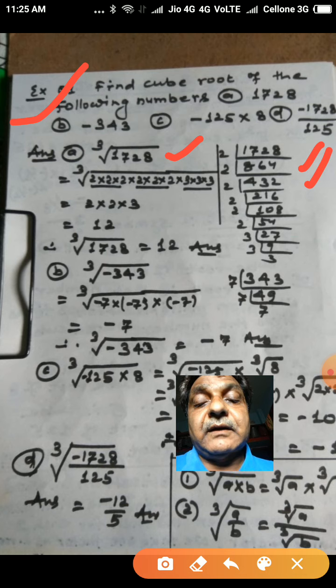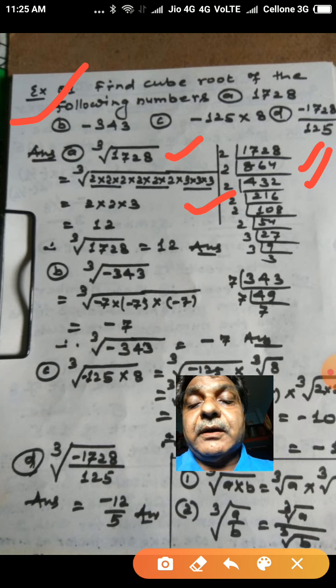So the factors are now written under the cube root symbol in the next step. Now for each three same factors, we take one factor outside as the cube root. So for the given number, the cube root comes 2 into 2 into 3, which on multiplication is 12. So we say that the cube root of 1728 is equal to 12.